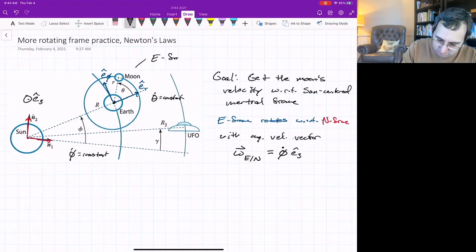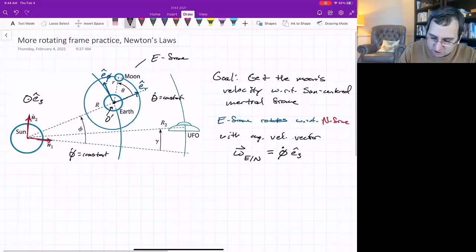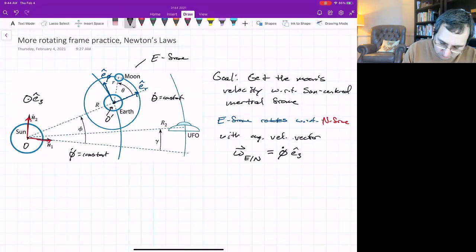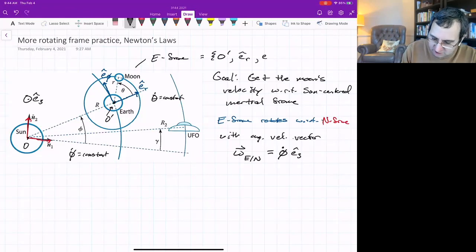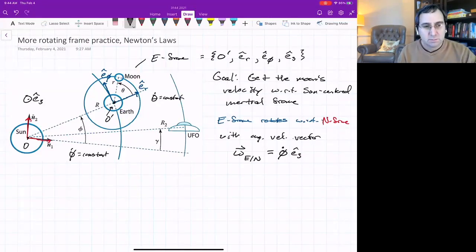This E frame is a rotating frame. Let's call the Earth, following the book's notation, the origin O prime, and over here is O. So the E frame has an origin O prime, and if we were to write these as an X direction, a Y direction, a Z direction, we'd say E_r, E_phi, and E3 define that frame.